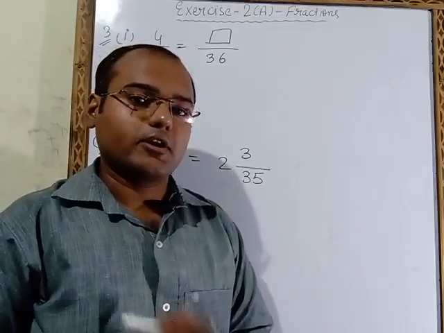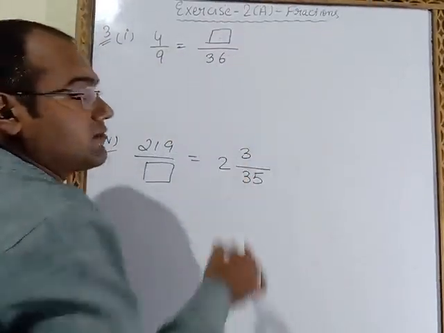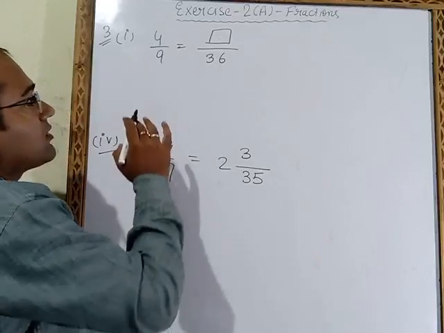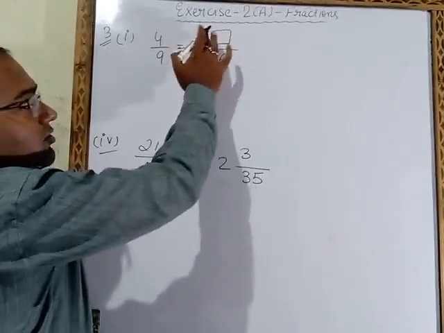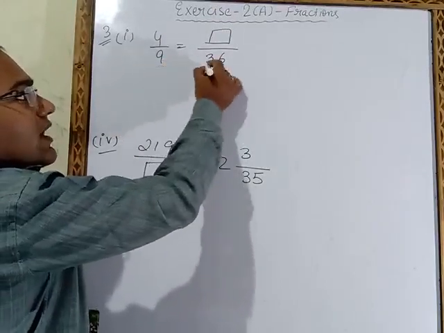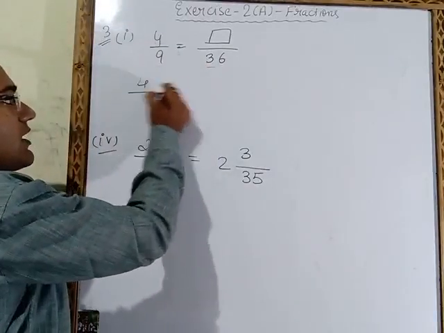Now question number third. Fill in the blanks. We have to fill here the answer. So what you have to do here in this question? Denominator we know on both sides. Numerator we don't know here. But here denominator on left side also given and on right side also it is given. So what you have to do? This 4 upon 9 you have to write as it is.